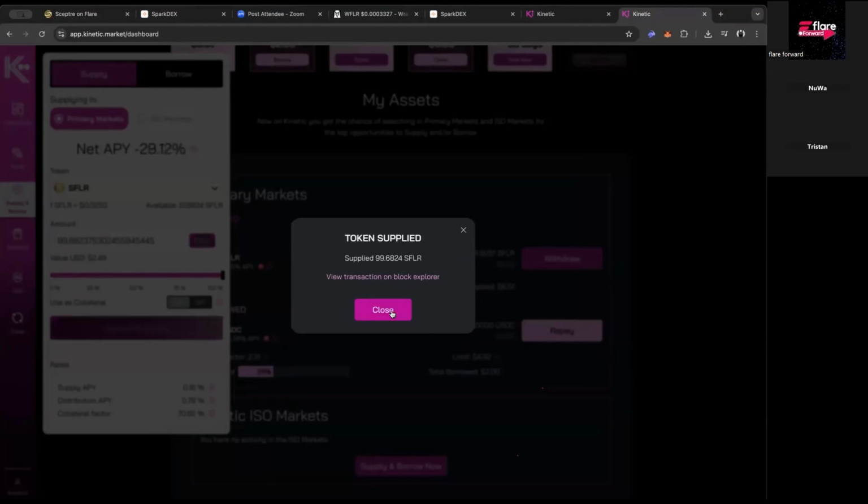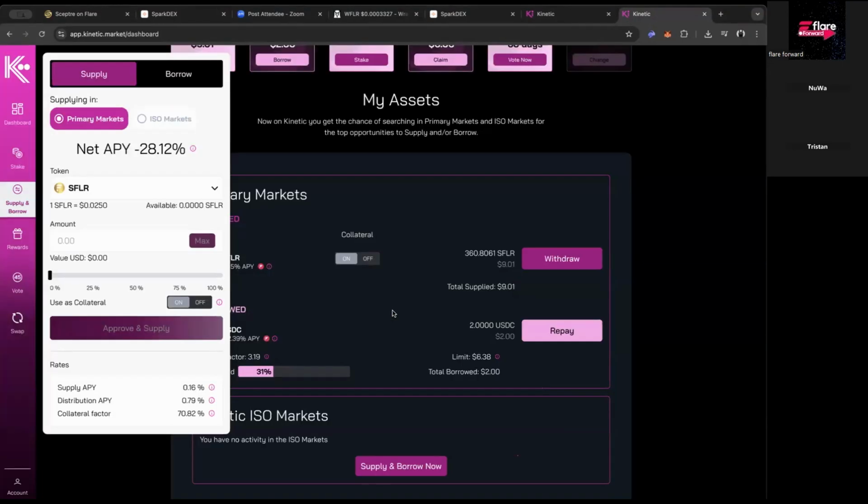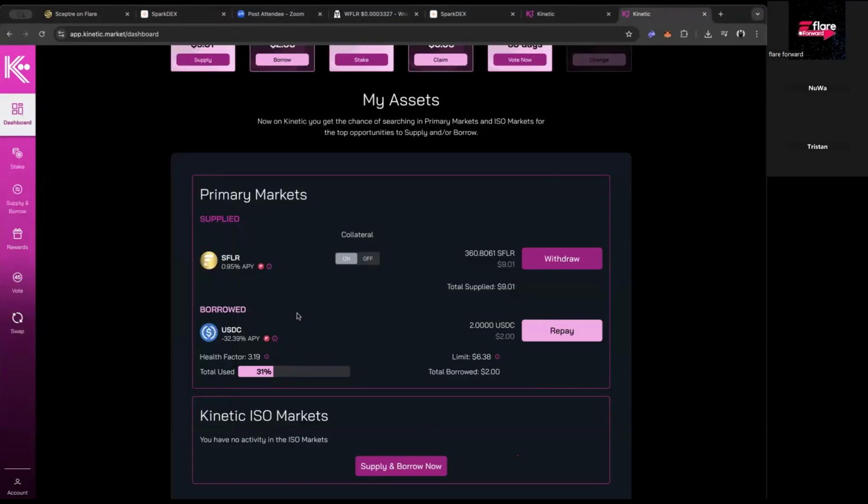Waiting for transaction. Close. Perfect. Okay. So as you can see, close that tab. Health factor 3.19. So you're using 31%. That's because of the supply I have here over the amount I'm borrowing here. Correct. So you have $9 supplied and you're borrowing $2.